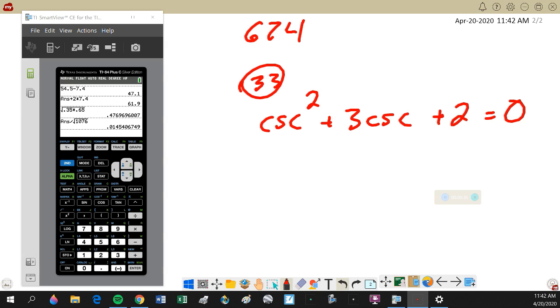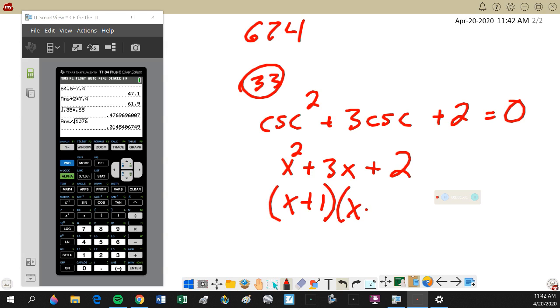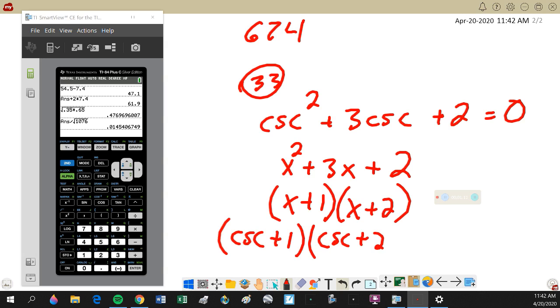You'll notice in this case I didn't write the thetas. If it was theta over 2 or even 2 theta, I would write them, but they're all theta, so we don't have to use any of the double or half angle formulas. So, this is a quadratic equation, x squared plus 3x plus 2. That factors into x plus 1 and x plus 2, but x is cosecant, so I get the cosecant plus 1 times the cosecant plus 2, and that is equal to 0.